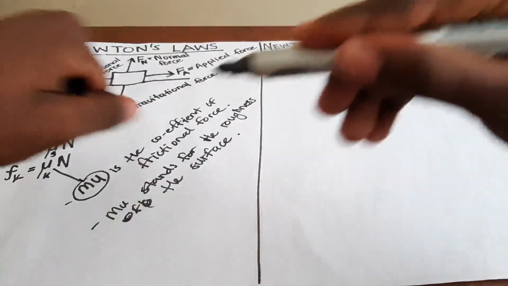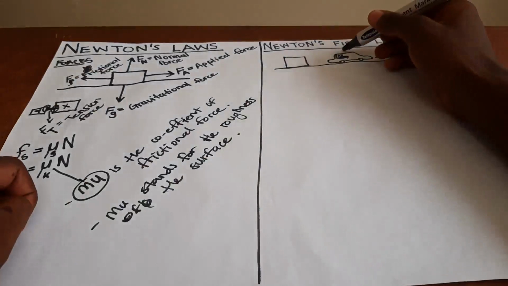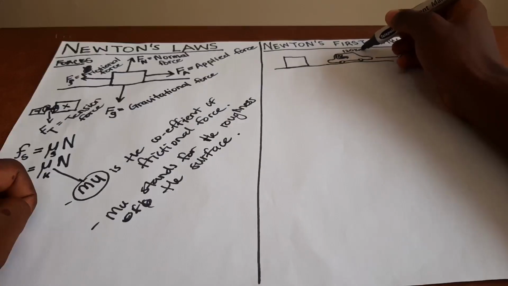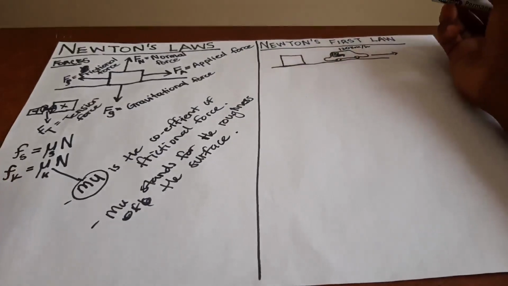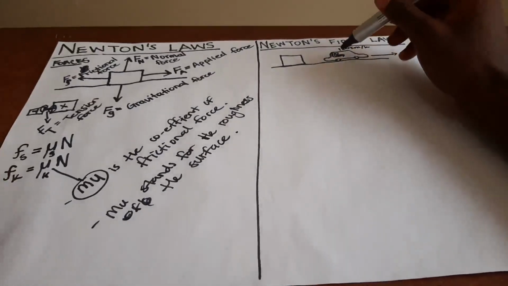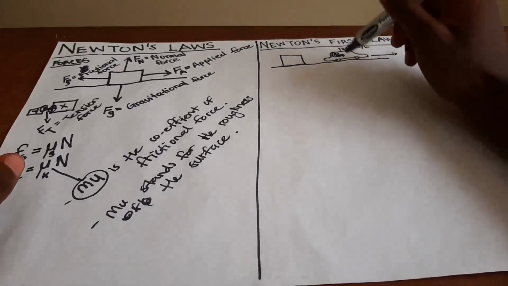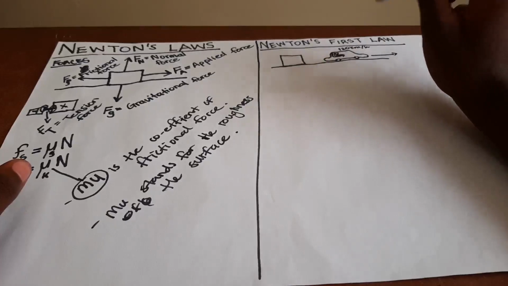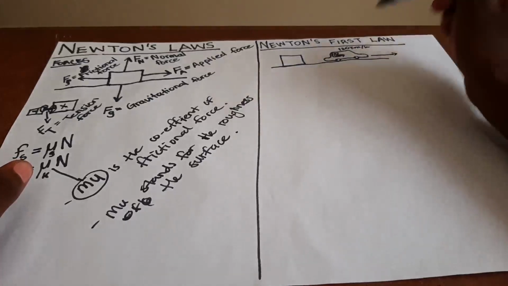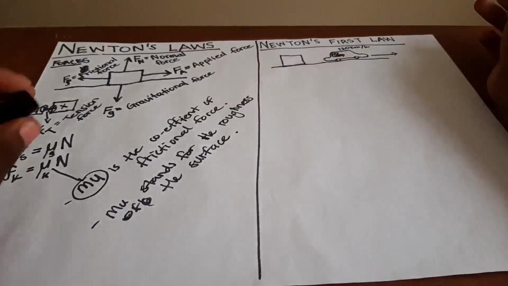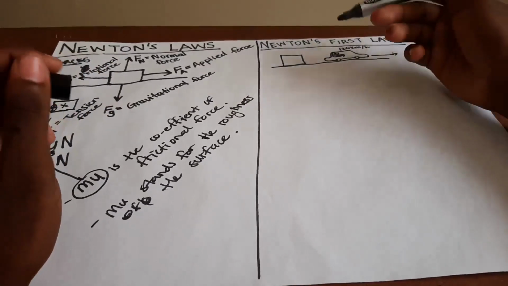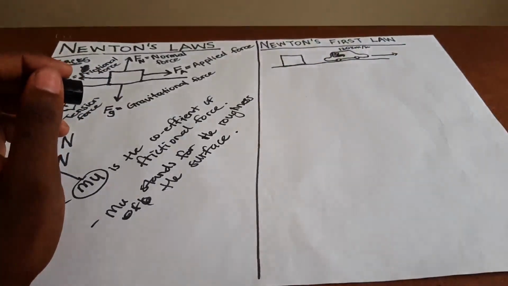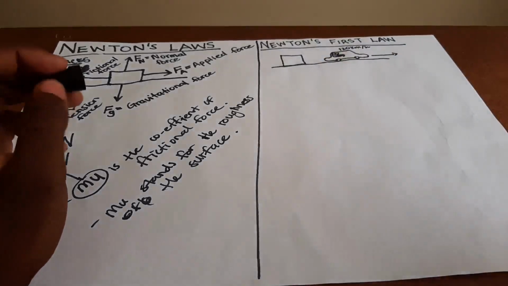Let's say the speed of this car is 120 kilometers per hour. You as the passenger inside are also moving at 120 kilometers per hour. Let's assume the car is moving at a constant velocity of 120 kilometers per hour.